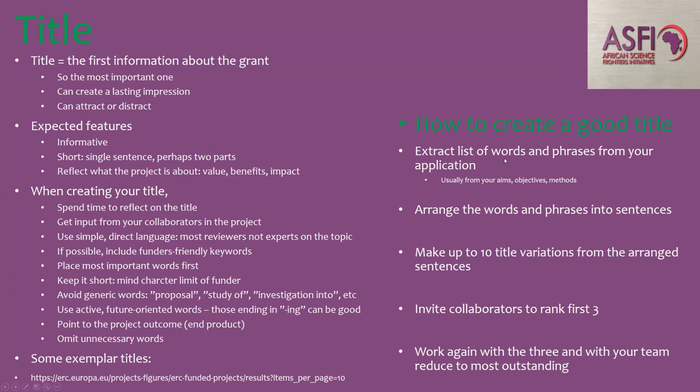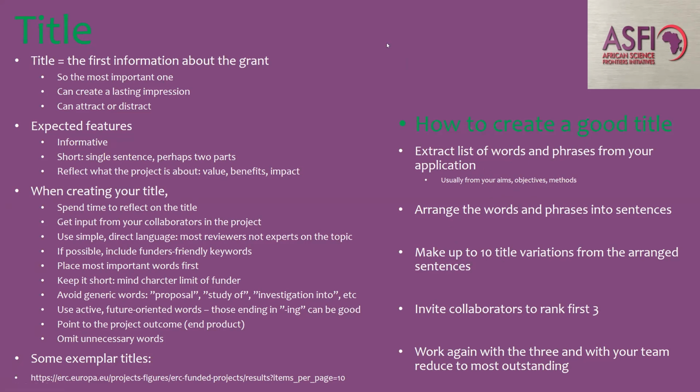So how do you create a good title? Extract lists of words and phrases from your application. And that is why I said it's easier when the application is over. Extract lists of words and phrases from your aims, your objectives, your methods. Compile those words, compile those phrases, put them together. Then arrange them into sentences. This is one way you can do that, not the only way. You can already think about the title yourself, but if you're struggling, this is one way.